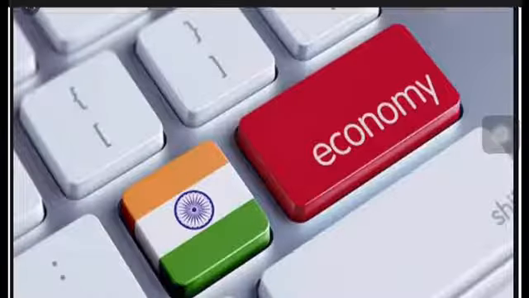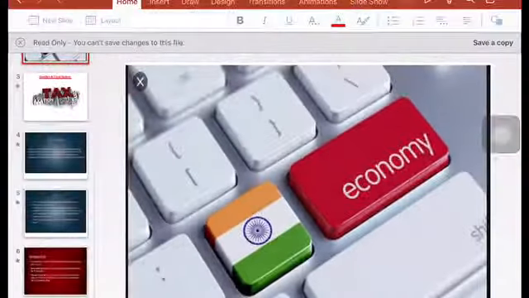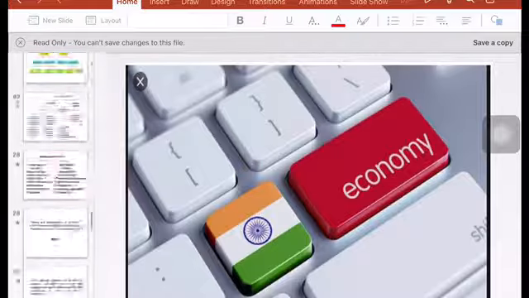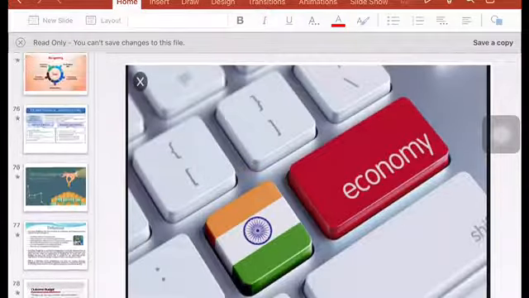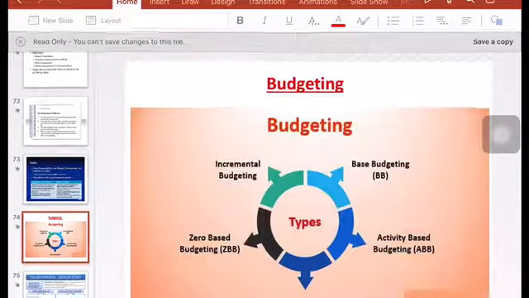So we have successfully completed the chapter that is taxation and fiscal system. The next chapter, which is a continuation of the last chapter, is called budgeting.